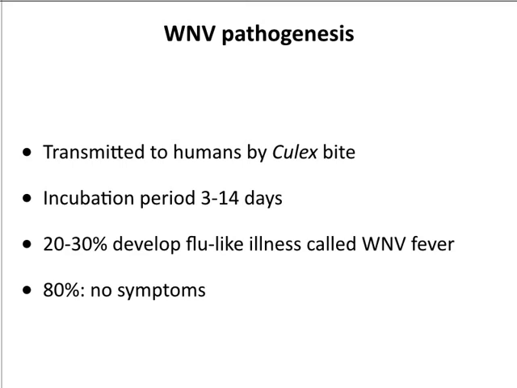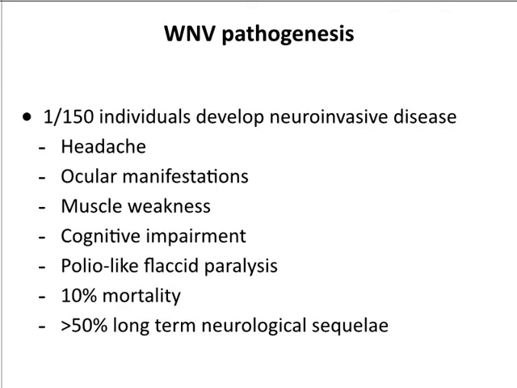The incubation period is 3 to 14 days. And 20 to 30% of people who get the virus develop a flu-like illness called West Nile fever. But there are a lot of infections that are asymptomatic. So this virus has spread rapidly through the US without causing a lot of disease, and we can tell this by serological surveys. Lots of people get infected, because particularly in warm months, we have lots of mosquito activity, and they carry this virus.